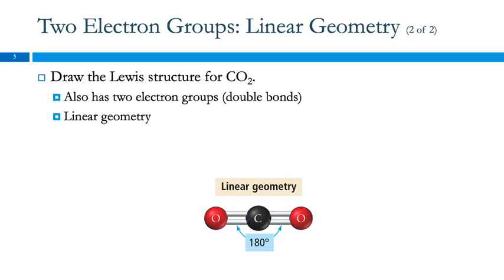So draw the Lewis structure for CO2. I'm going to draw these Lewis structures fairly quickly because we already covered that. So 2 times 6 valence electrons plus 4, 16 again. So 2, 4, 6, 8, 10, 12, 14, 16. This is just like beryllium chloride, but with the letters different. Is this okay?